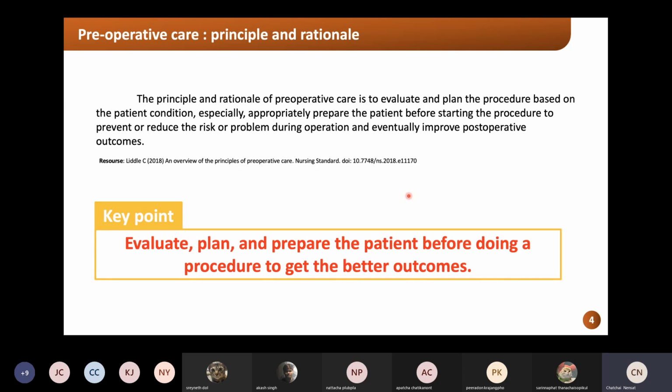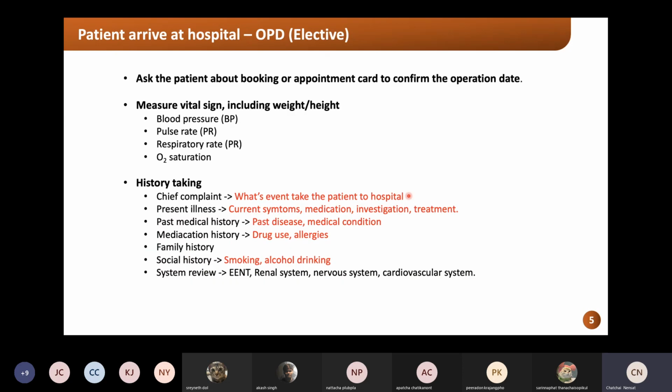Anyway, the key point of the principle and rationale is just to evaluate, plan, and prepare the patient before doing a procedure to get a better outcome. Here is the key point of the pre-operative care. Like I said in the previous slide, pre-operative care counts from when the patient arrives at the hospital, at the OPD, in case of elective, not counted as the emergency case.